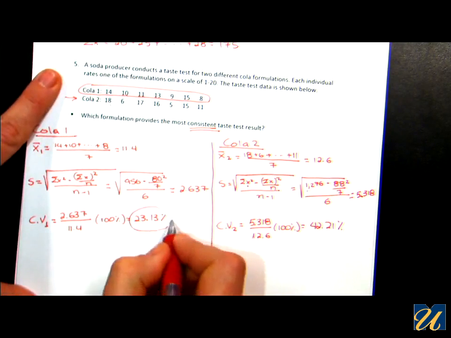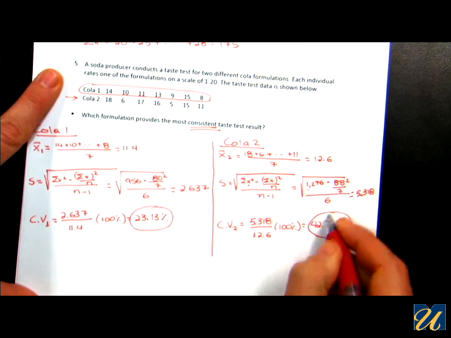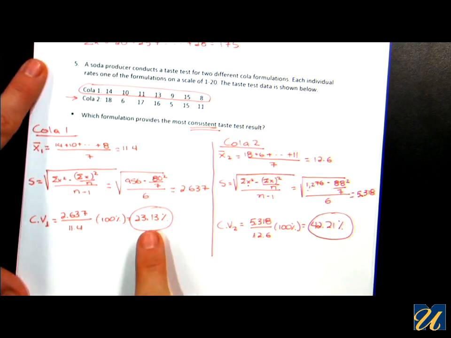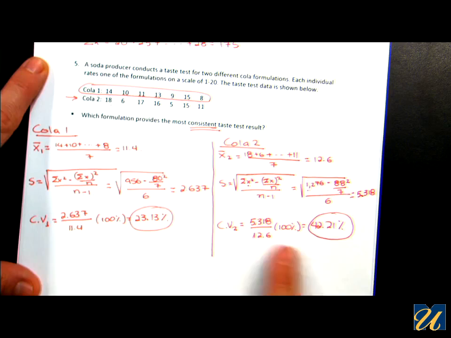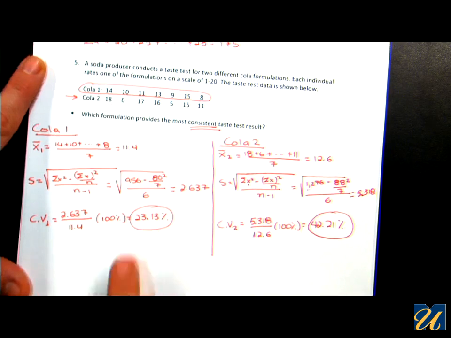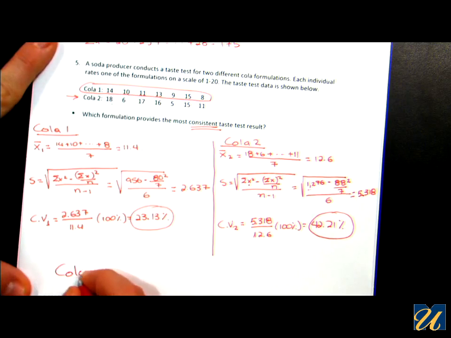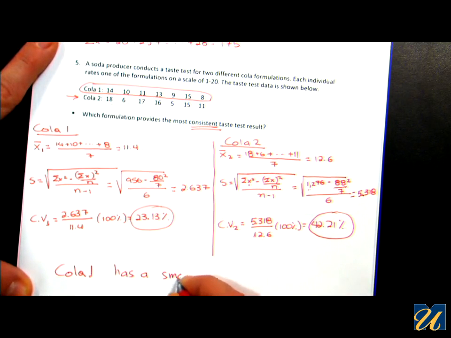If you were to compare the two coefficients of variation, you will see that the first group, cola 1, has a lower coefficient of variation than the second group. That means we have a higher consistency, or in other terms, a smaller variability. Therefore, cola 1 has a smaller variability.